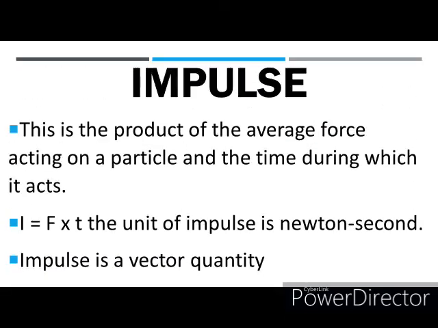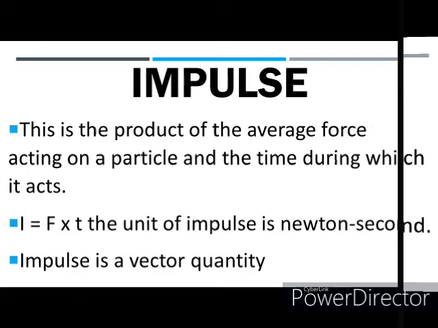Also, impulse, which describes the impact of a force on a body, is defined as the product of the average force acting on a particle and the time during which it acts. It is also a vector quantity and measured in Newton seconds. And finally, from Newton's second law of motion, impulse can be derived or expressed as the change in momentum of a body. Having said that, we're going to solve just simple questions involving Newton's laws of motion.